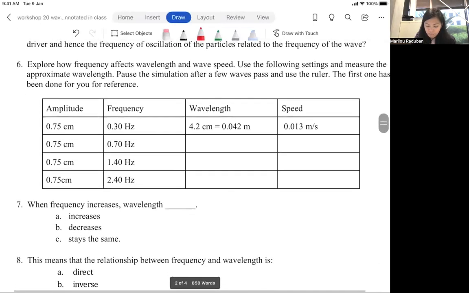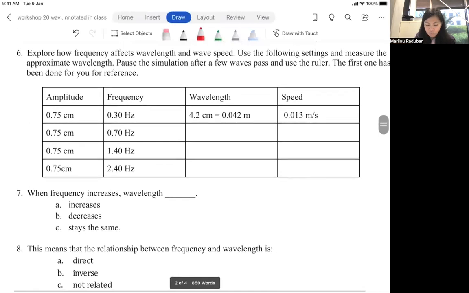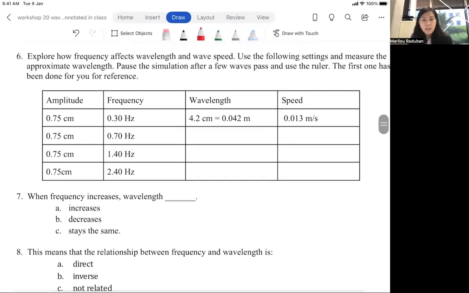So for this second part, you're exploring how the frequency will affect the wavelength and the speed of the wave. So we're keeping the amplitude the same, 0.75 centimeters. The frequency we are increasing.